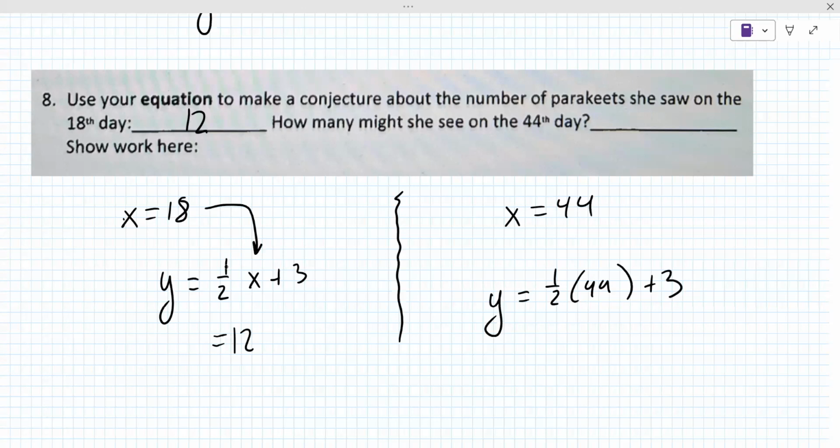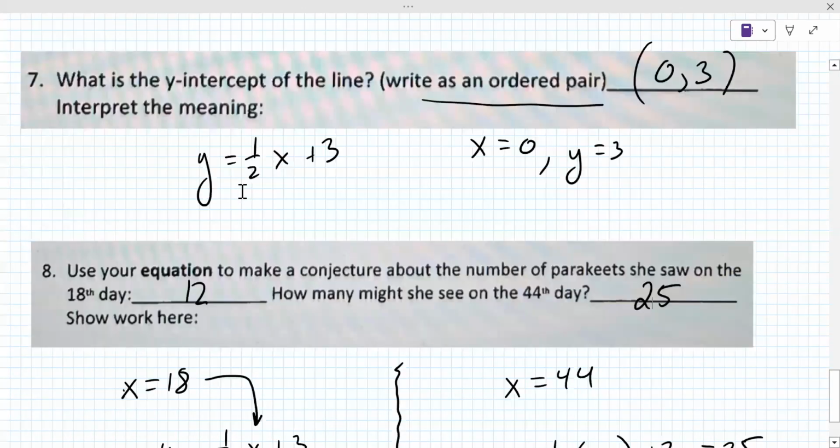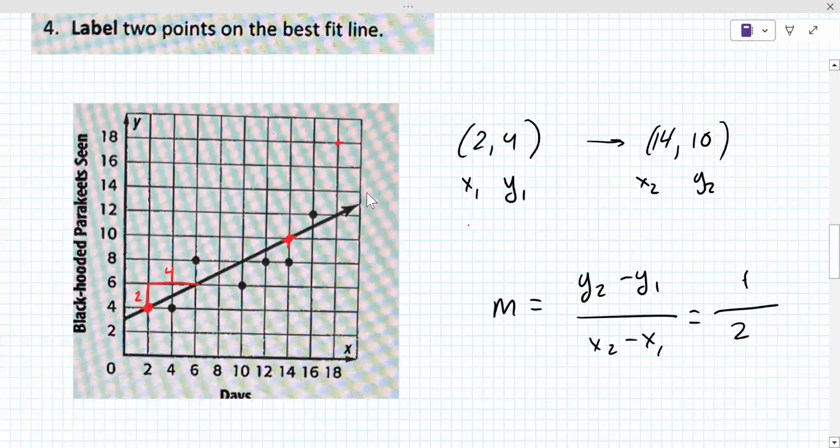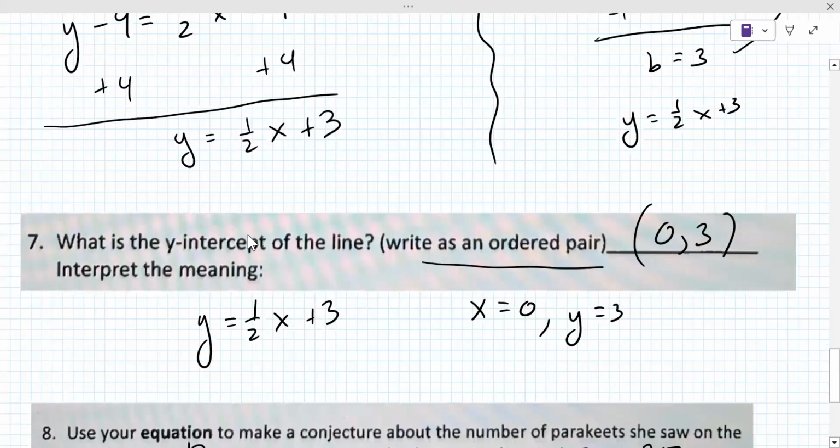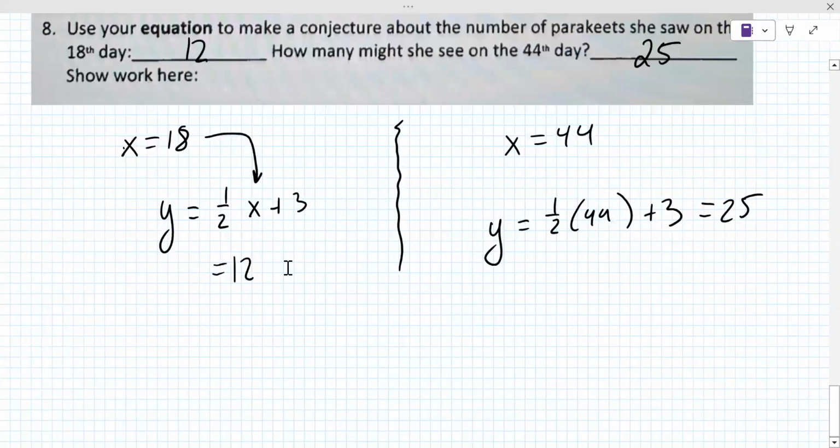$25. Yeah, 25. And we can't really verify that on the graph. Because the graph extends out, we'd have to go out and see if that's right. It's only an educated guess. Yes, we're making our best estimate there, and we've shown our work.